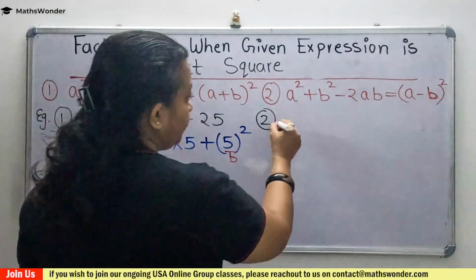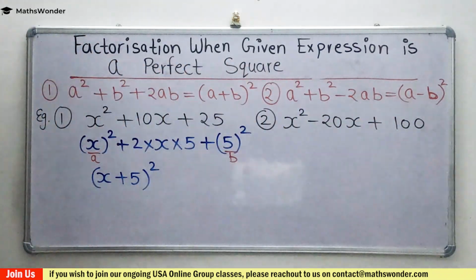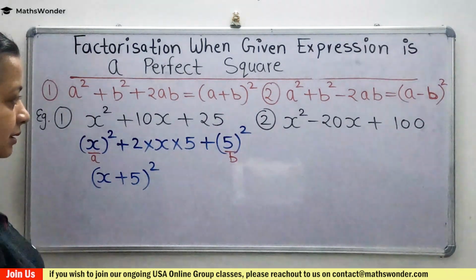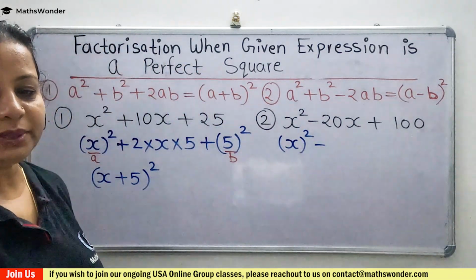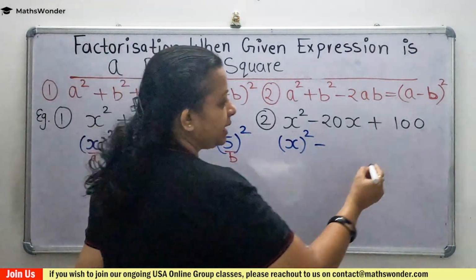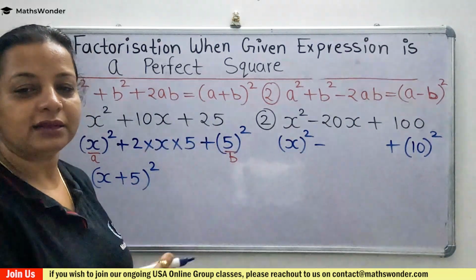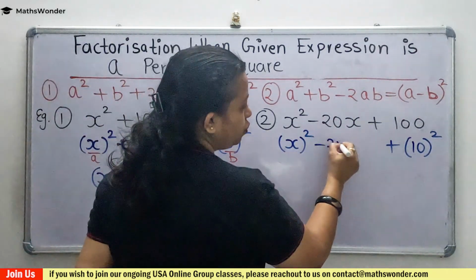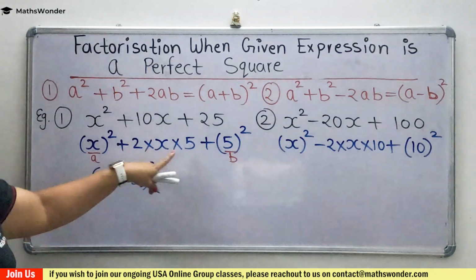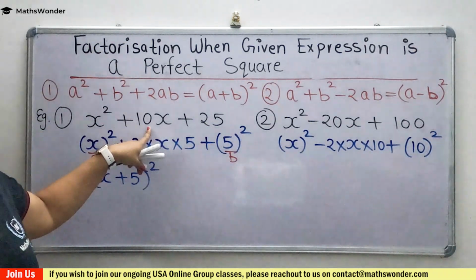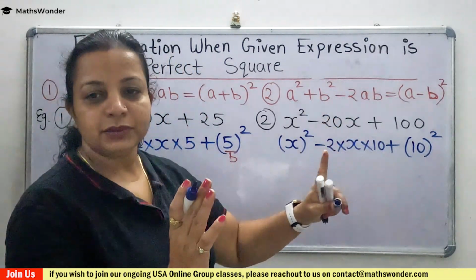The second is x square minus 20x plus 100. The same technique will apply here. x is the square of x, as you know. 100 is the square of which number? 10. Absolutely correct. So you can write it as 10 square. Now the middle term is 2 times a times b. So 2 times x times 10. See, when you multiply it, 2 times 5 is 10x. See, this 10 is here, which means we are doing it correctly. 2 times 10 is 20x, meaning 20x is the middle term.